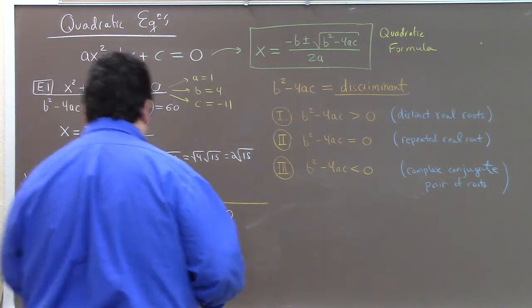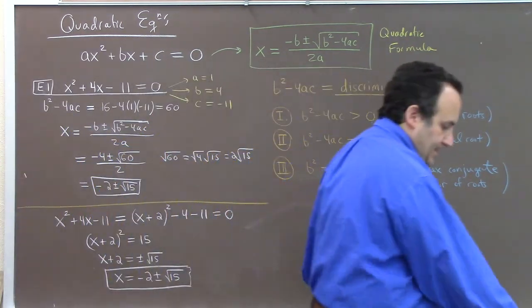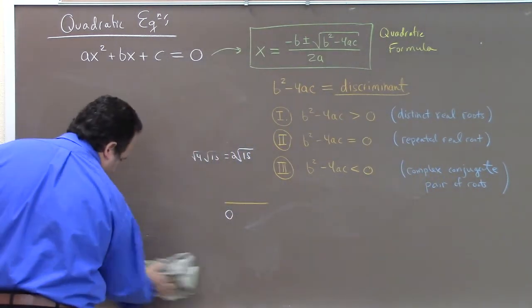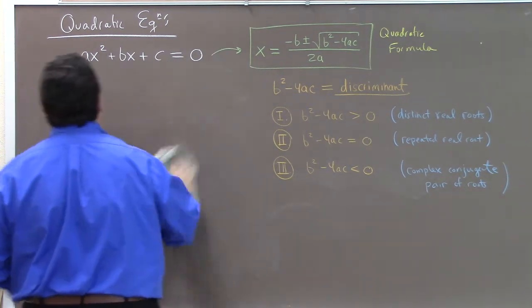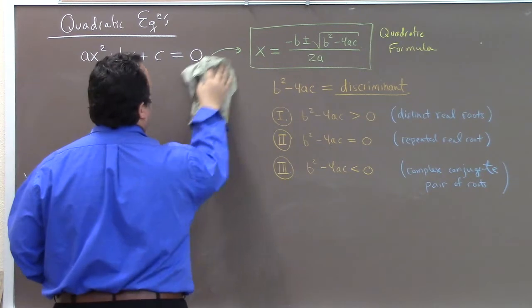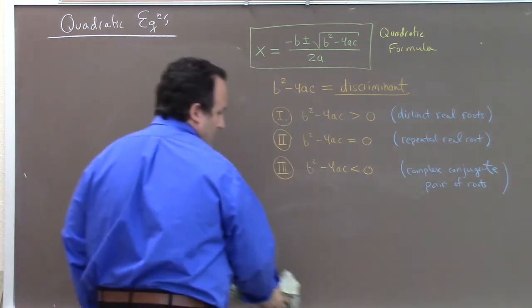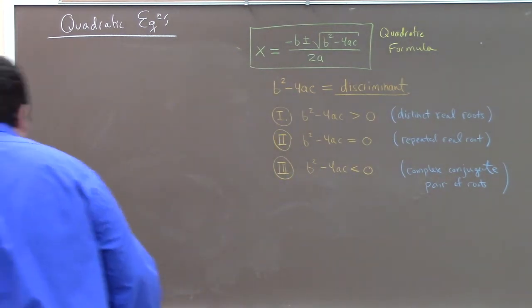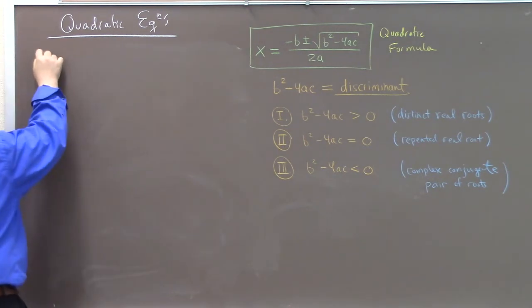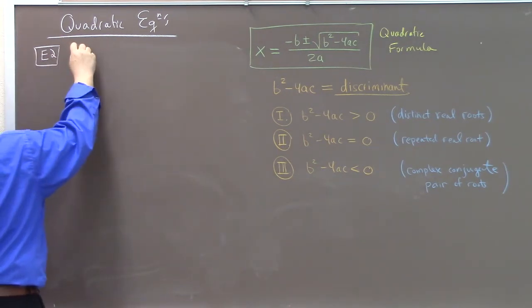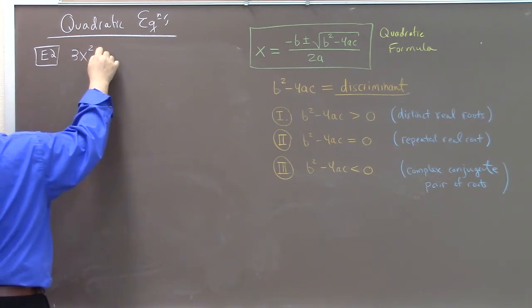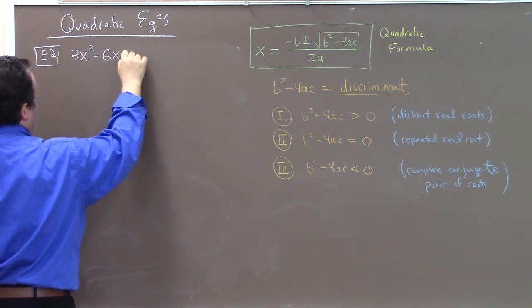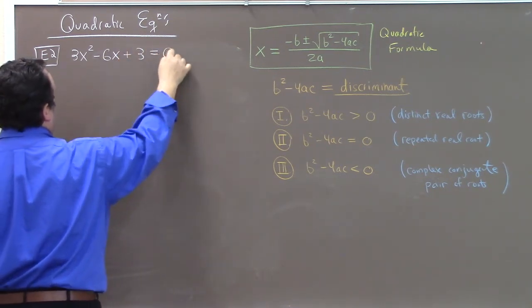There's example one. Let's look at example two. So example two, we'll look at 3x squared minus 6x plus 3 equals 0.